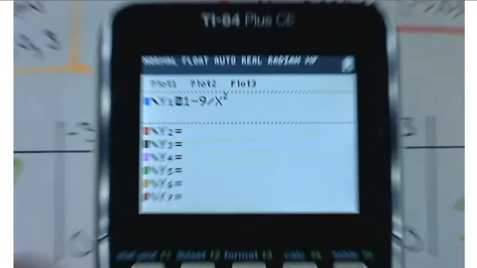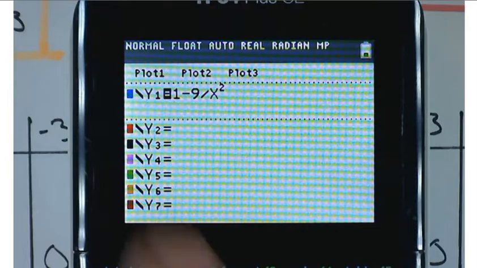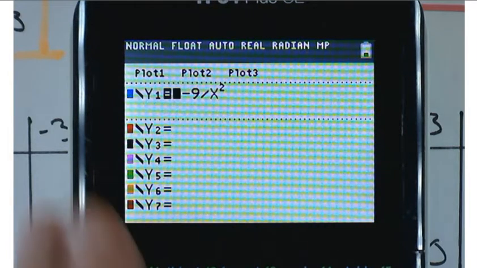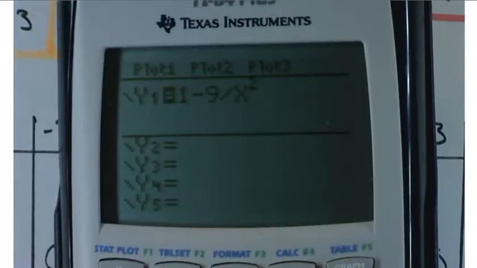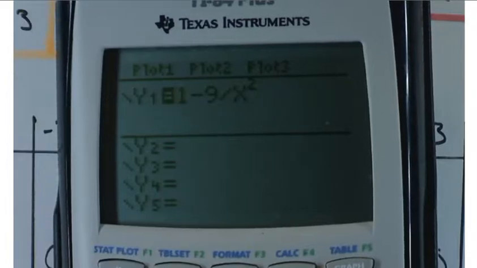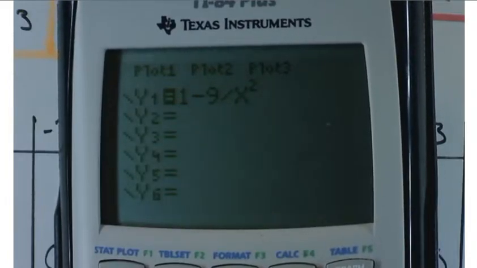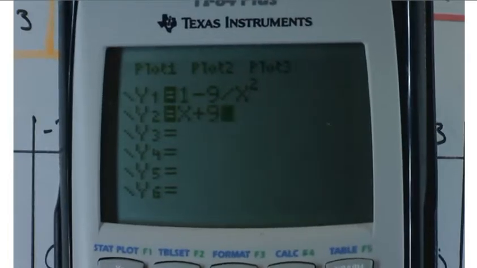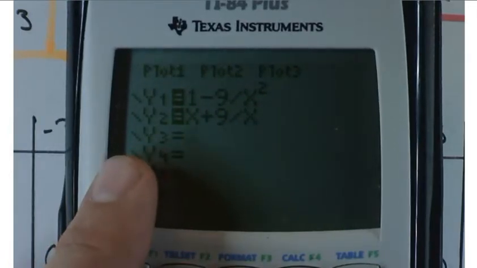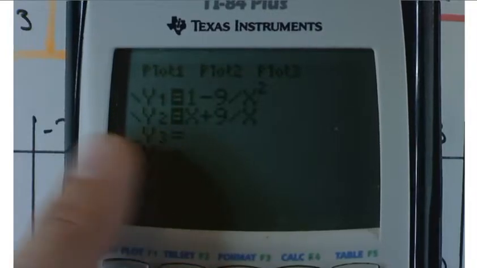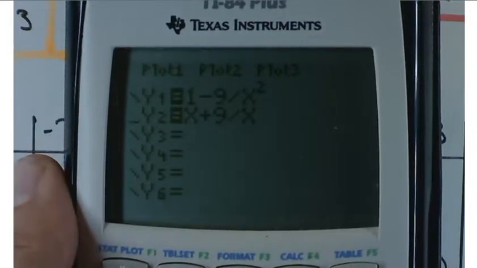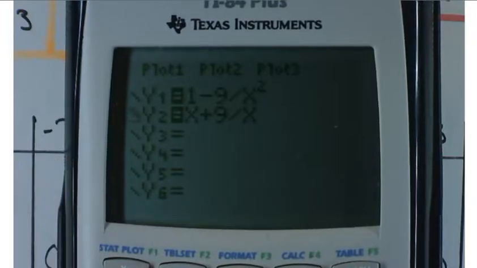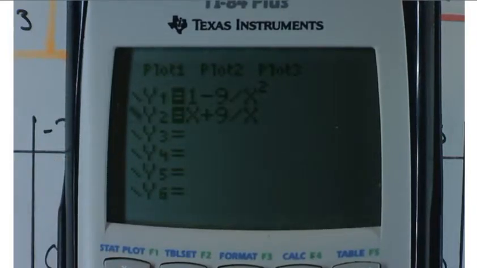Now with the 84 colors, I can just graph things in different colors, and that's great. But if you have a regular 84 that doesn't do colors, here's what you can do. So there's our derivative. Let me put in the function x plus 9 divided by x. So that I can distinguish one from the other, I'll go over here to the left of the Y key, and you press enter, and it changes the style of line. So now I've got a regular line and a very bold line. And then it's easy to tell which one is which when you're looking at the graphs.